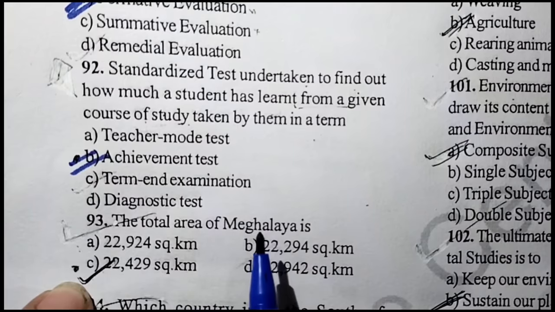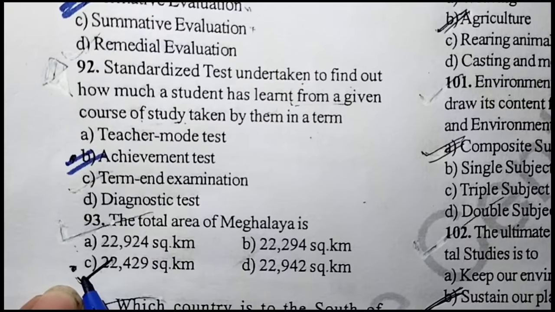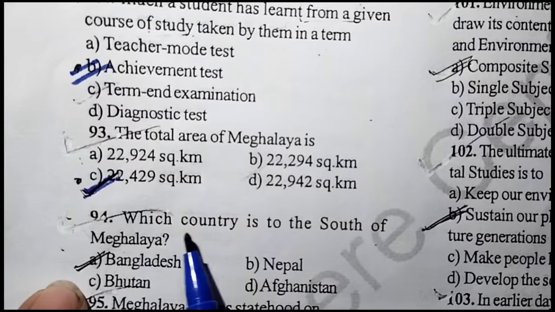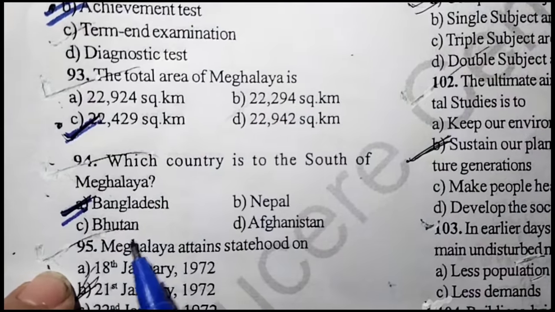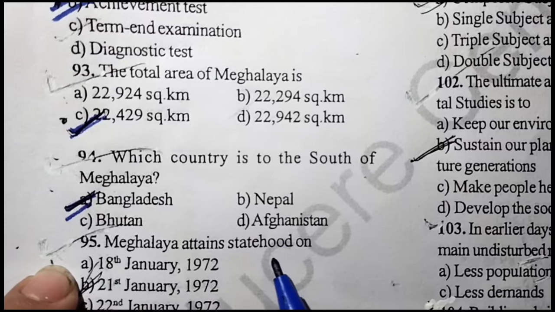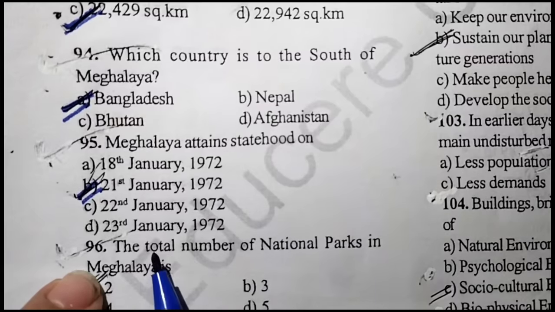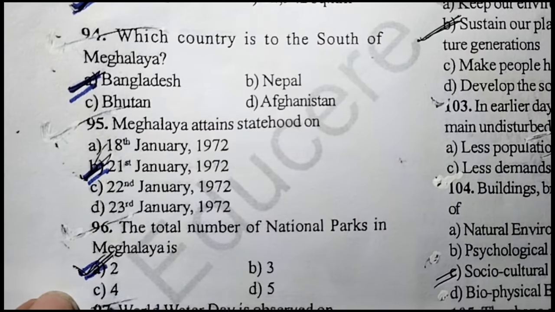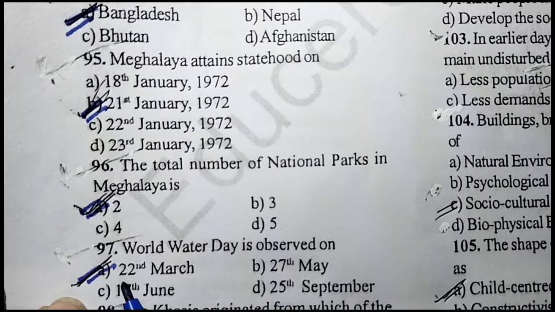93. Meghalaya. The total area of Meghalaya is 22,429 square kilometers. Which country is to the south of Meghalaya? Bangladesh. Meghalaya attained statehood on 21st January 1972. The total number of national parks in Meghalaya is 2. World Water Day is observed on 22nd March every year.